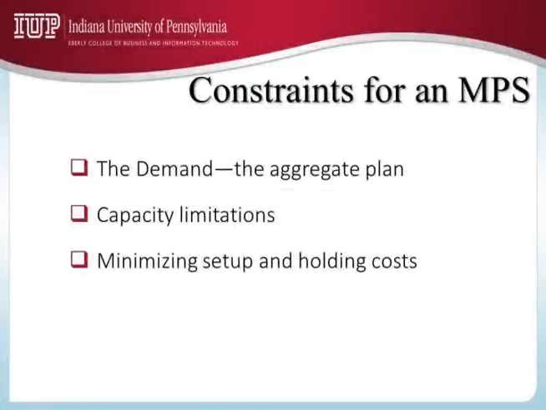Finally, what are the constraints for an MPS? Number 1, the demand, the aggregate plan. The forecast or the real demand is translated into the aggregate plan, which is translated to the master production schedule. So if you say you're going to make 1,000 pieces of furniture in the aggregate plan, then every chair, table, desk, etc. that you're making should add up to the amount that you specified in the aggregate plan. It may not be the exact number, but it has to be in the same ballpark.